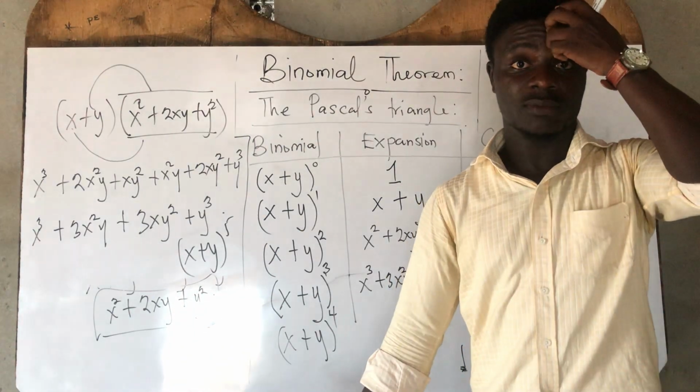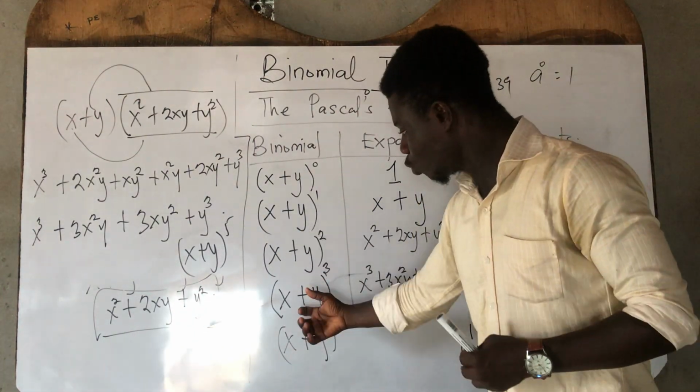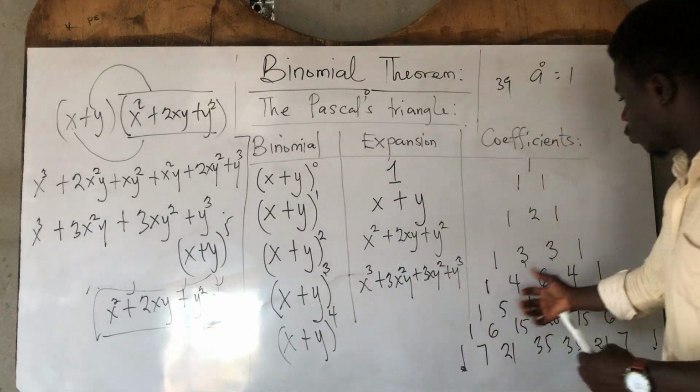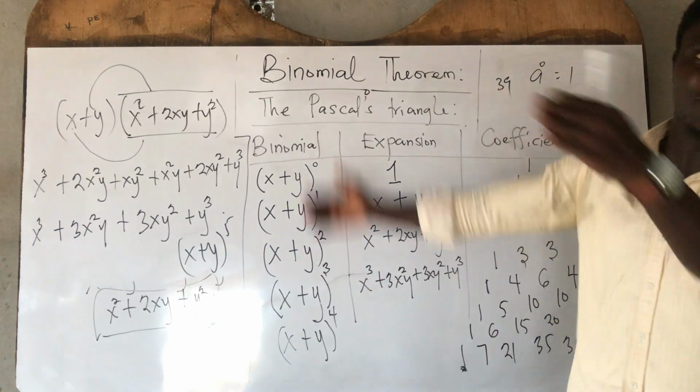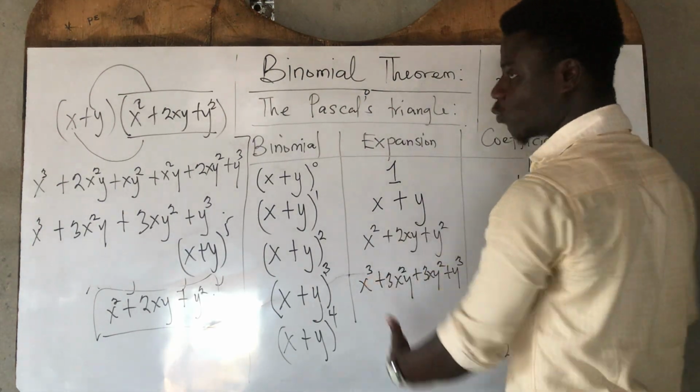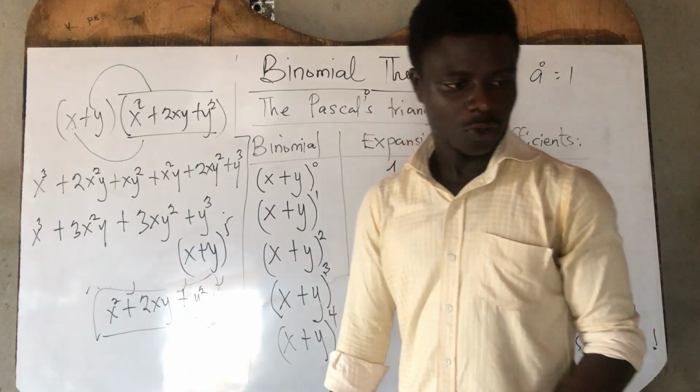The expansion, right? By this time around, we use the expansion to get their coefficients. This time around, we go the other way around, which is we use the coefficients to get the expansion, right? Okay.